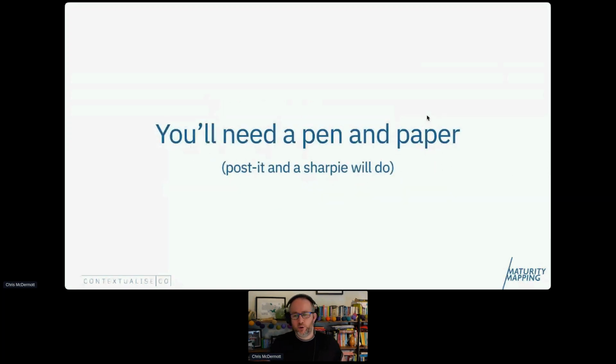As part of this session, I'm going to ask you to do one very small thing. It won't take long at all, but it helps illustrate one of the core concepts we're going to talk about. You'll need a pen and paper at hand. A post-it note and a Sharpie will do, but some sort of writing implement and something to write on is what's required.